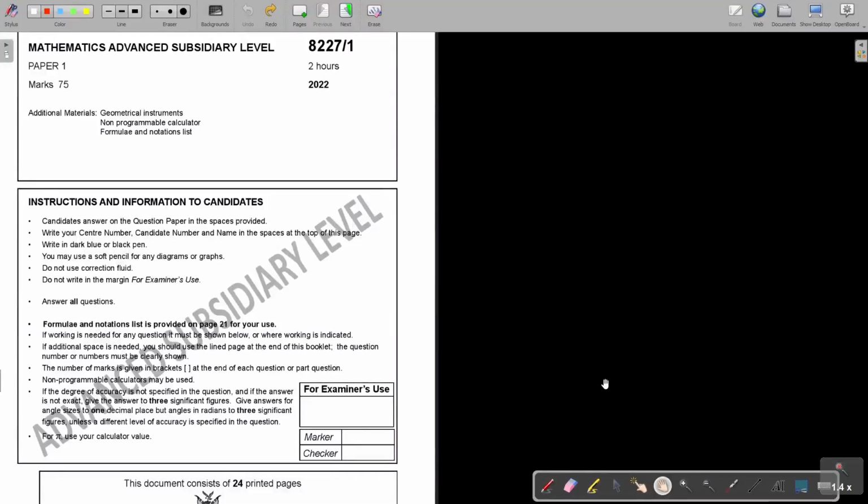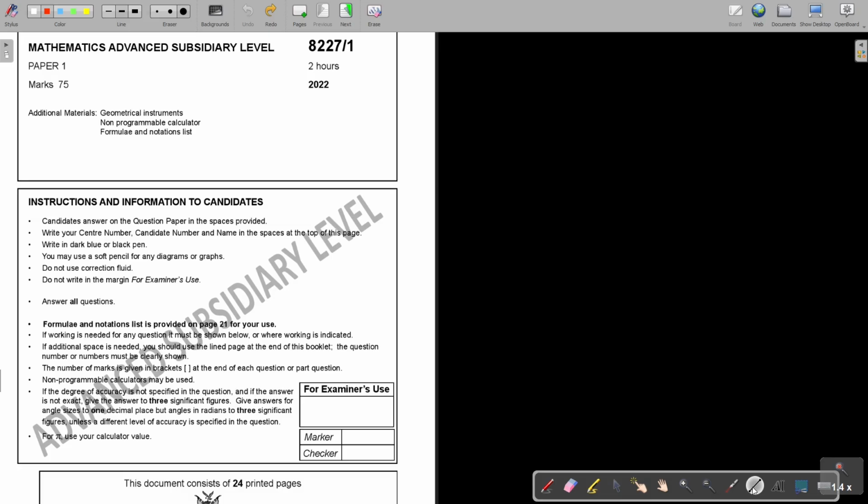Mathematics, Advanced Subsidiary Level, Paper 1, 2022. Before you start the question paper, you must always carefully go through the instructions so you can read all the points. All I want to highlight now is just the degree of accuracy.